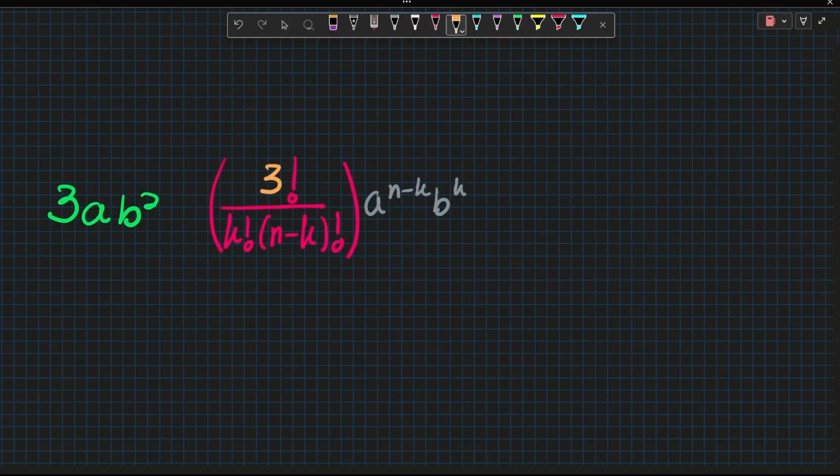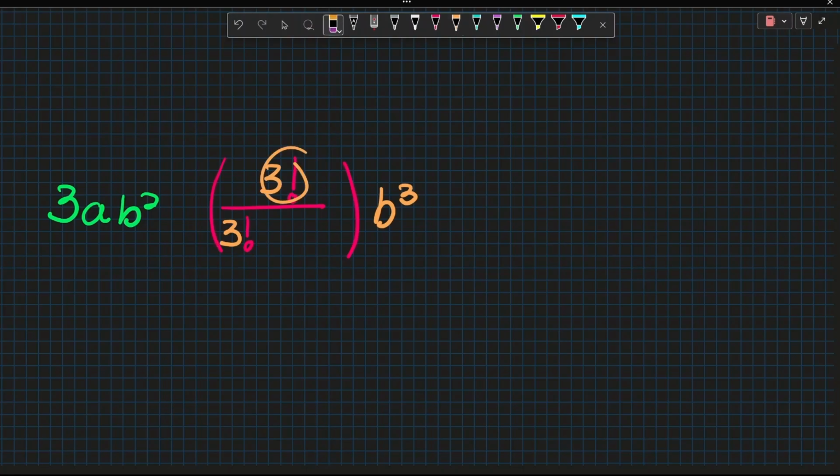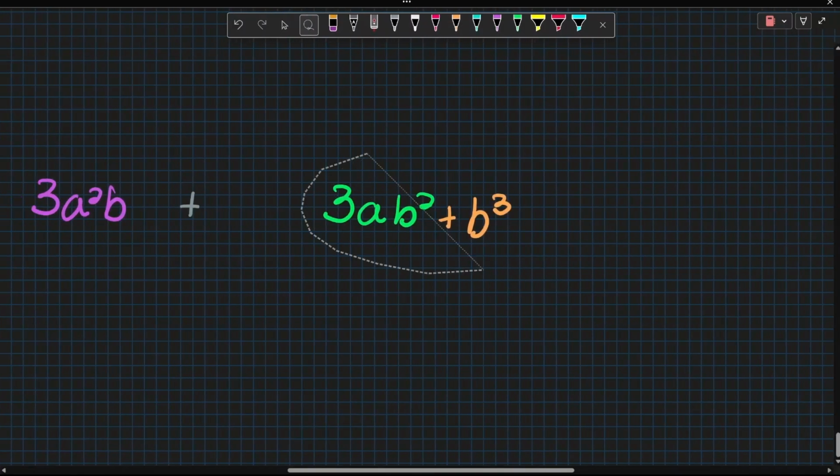Here we have, of course, 3 here, 3 here. But our k value is now 3, and so is this. 3 minus 3 is 0. A to the 0 is just 1, so we have b to the 3. 3 minus 3 factorial is 0 factorial. And now again we have 3 factorial over 3 factorial, which is just 1. So now we have our final expanded polynomial, or cubic.